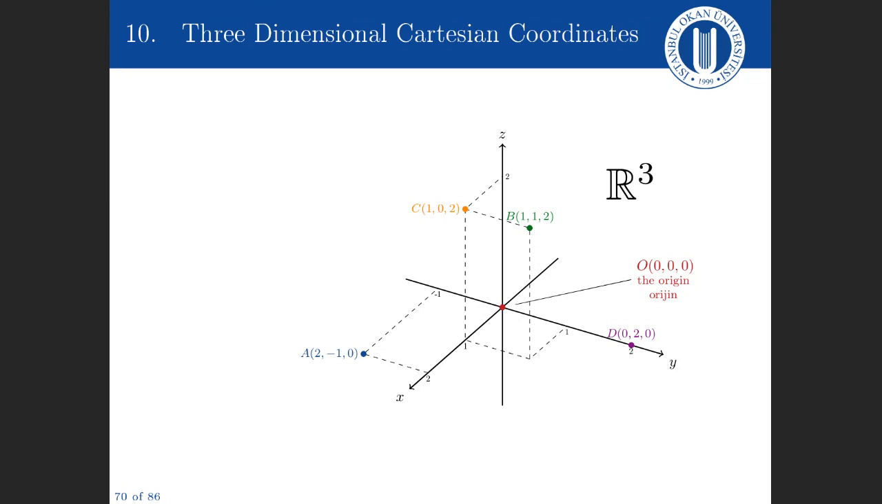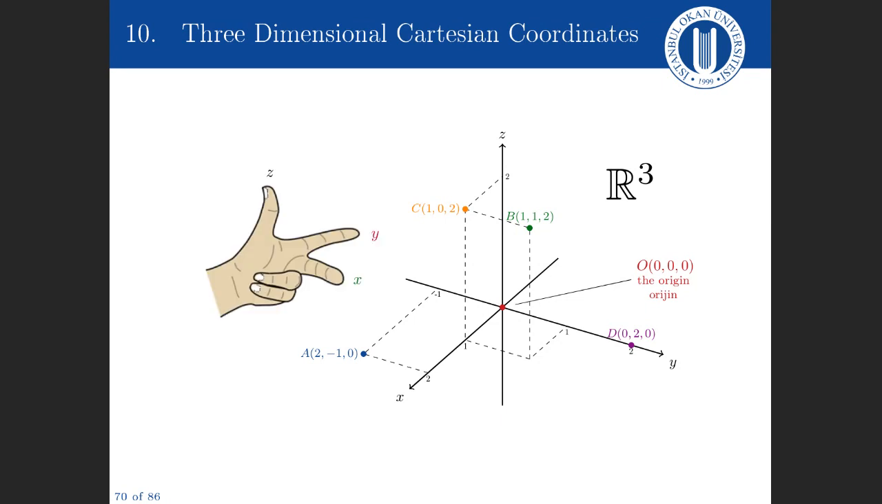If I started at the origin and I wanted to get to B, I could go 1 along the x direction, 1 along the y direction, and then up 2. So 1, 1, 2, and so on. When we draw a three-dimensional coordinate system on two-dimensional paper, we need a convention for which directions these axes point in.